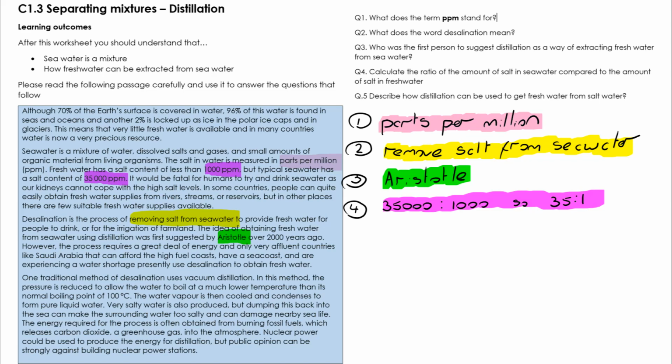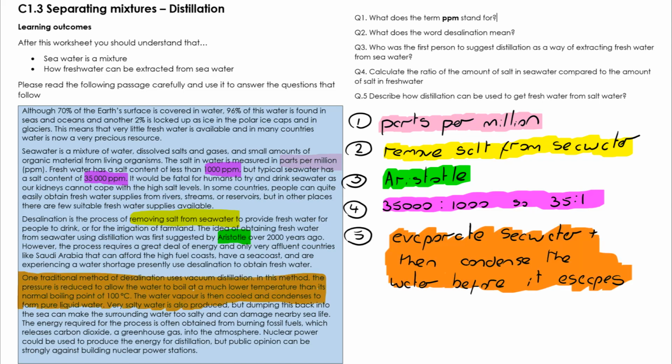And then finally, how distillation can be used. It actually goes into quite a lot of detail here about vacuum distillation, but in simple terms, distillation is evaporation followed by condensation of the liquid.